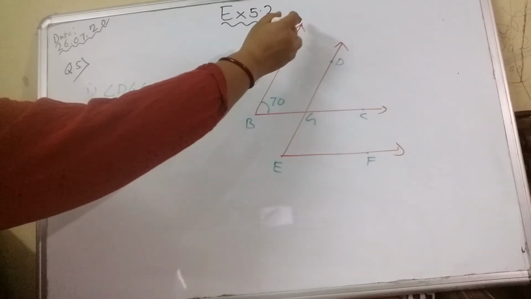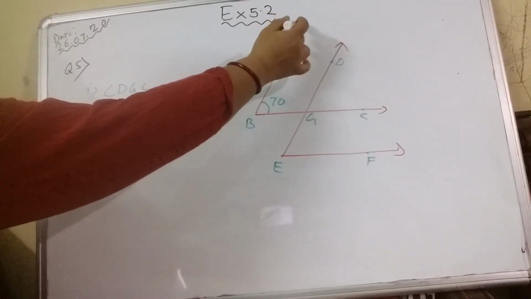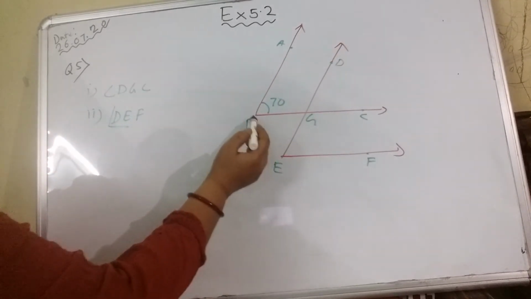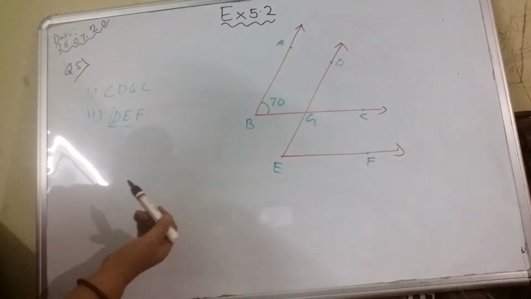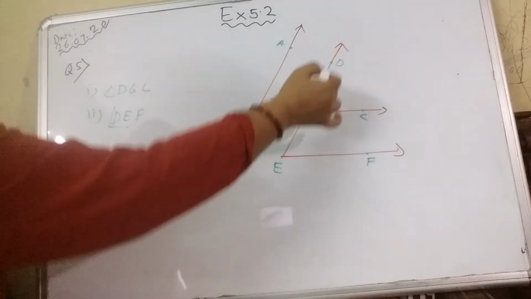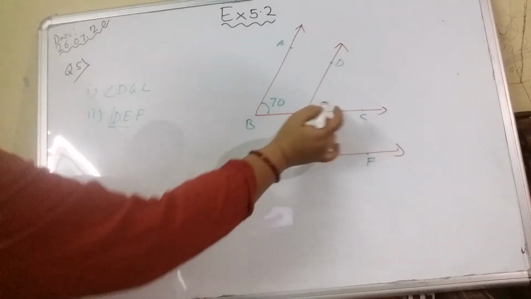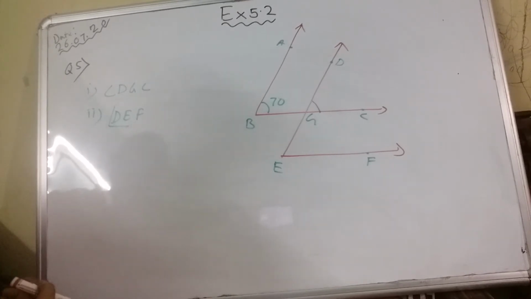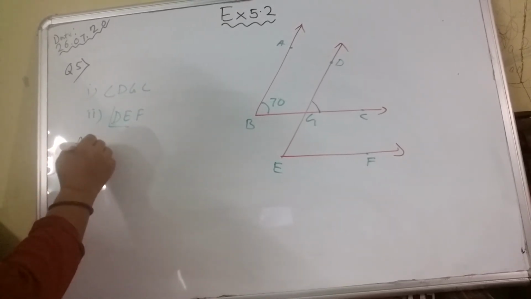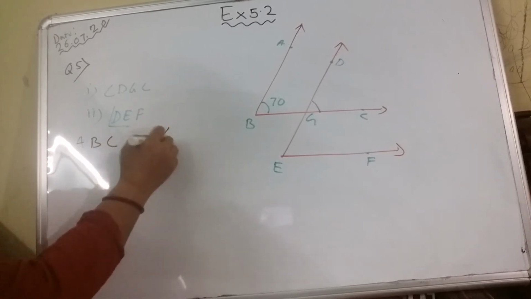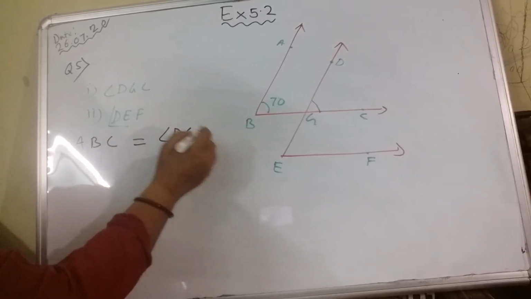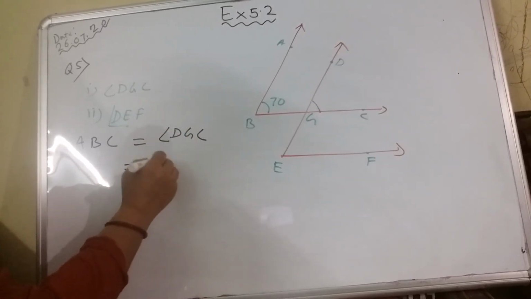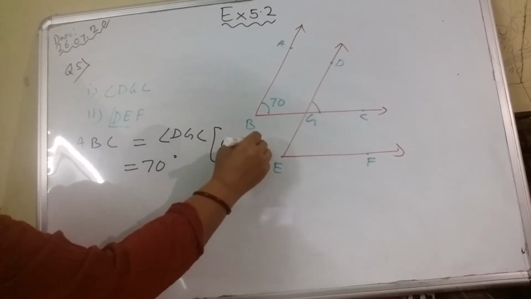It means the arms of these angles, this AB and this DE, are parallel, and BC and this EF are parallel. Okay, as they are parallel and this is a transversal, this angle and this angle are corresponding angles. So angle ABC equals angle DGC because they are corresponding angles, so it will be 70 degrees.